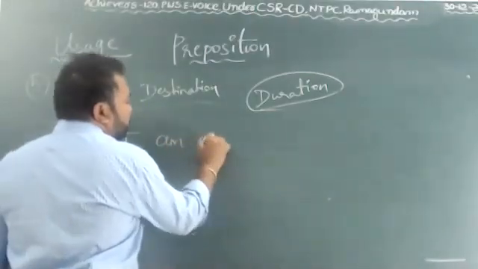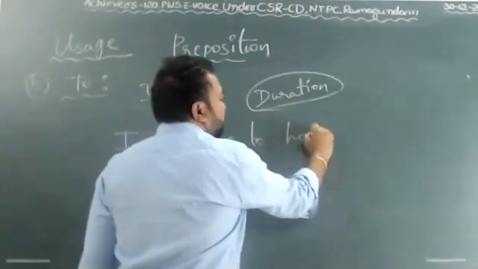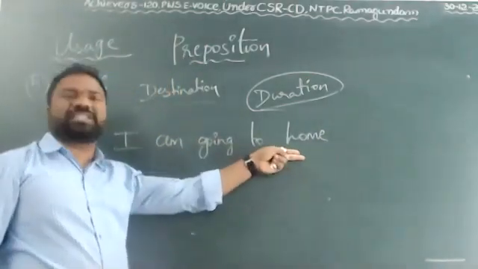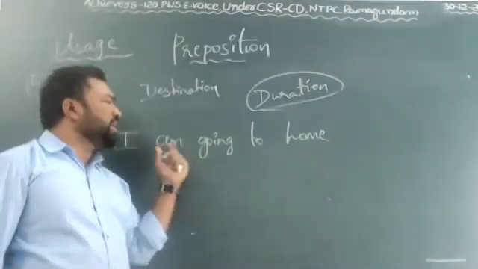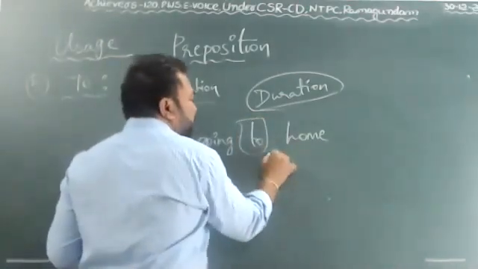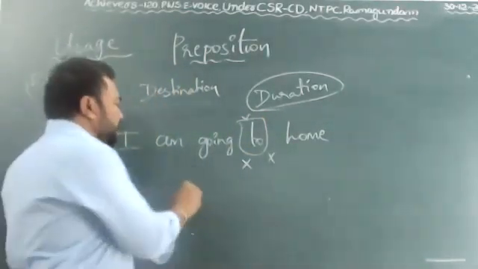Like I am going to home. Sir, you told that this is a destination, but my destination is home. So why don't I use to here? Exactly, we should not use to here now. It's wrong. It's completely wrong.